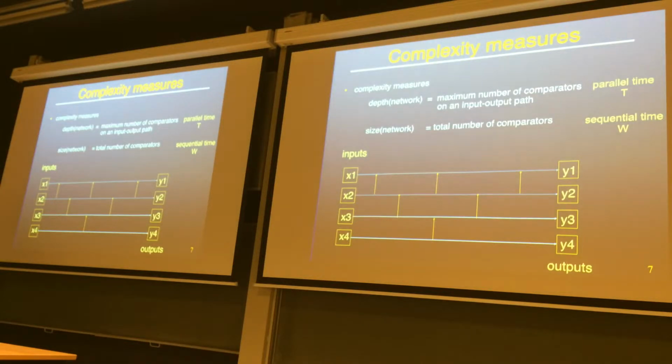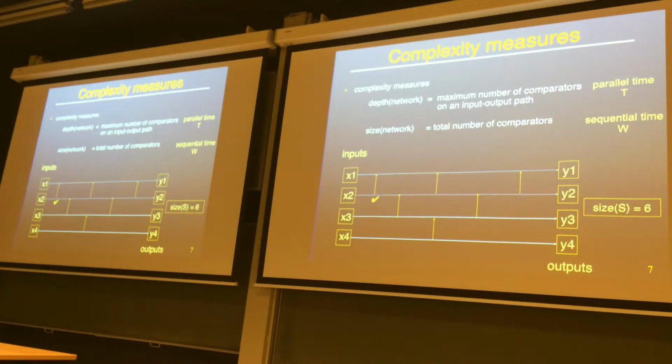The depth of the network is the maximum number of comparators that appear on a given input-output path. So you walk through the sorting network and you determine the path that has the most comparators on it. And that, of course, determines the time that you need to perform sorting. In this circuit, it is not difficult to come up with the size. That's simply the total number of comparators present in this network.